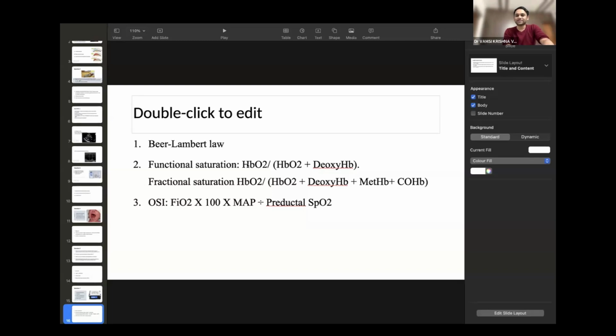The oxygen saturation index is the product of FiO2 and MAP divided by the preductal SpO2. Normally the OI is FiO2 times MAP divided by the PaO2. If you don't have an arterial line, your OI is twice the OSI. Studies have shown that in the 75 to 99% saturation range you can use OSI in place of OI when you don't have access to an arterial sample.